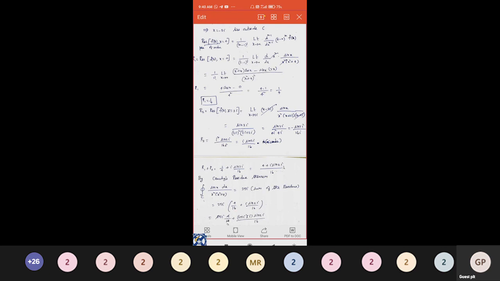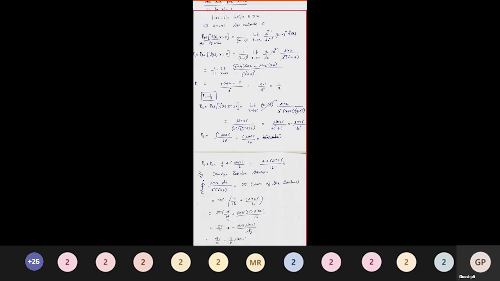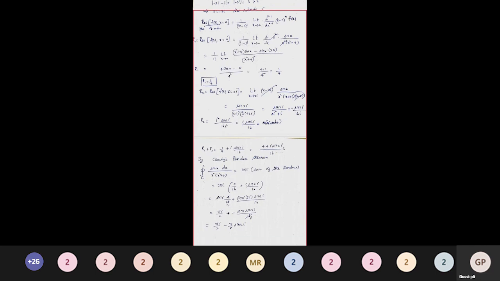Now we are going to apply the Cauchy residue theorem. By the Cauchy residue theorem, the answer for the integration over C of sin x dx by x square into x square plus 4 is 2 pi i into the sum of the residues. The sum of the residues here is the sum of the two residues, R1 plus R2. So you just substitute the value: 2 pi i into 4 by 16 plus i sin 2i by 16. Now we can do the simplification. You multiply 2 pi i for each term separately.